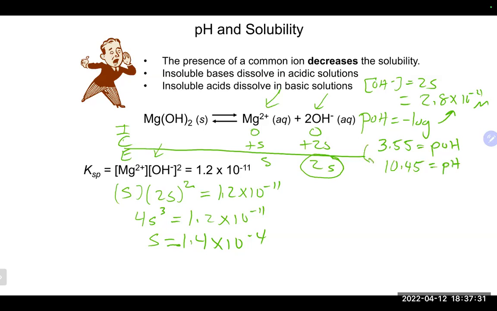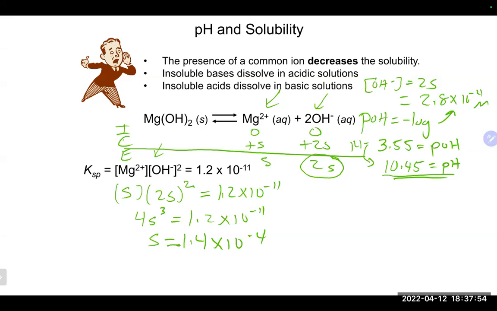Again, just taking 14, obviously, minus that number there, right? First off, any questions on that? So again, this is also a very useful aspect of Ksp, is you can actually figure out what the pH of the solution should be or would be if you had something like this. Any questions on that so far?